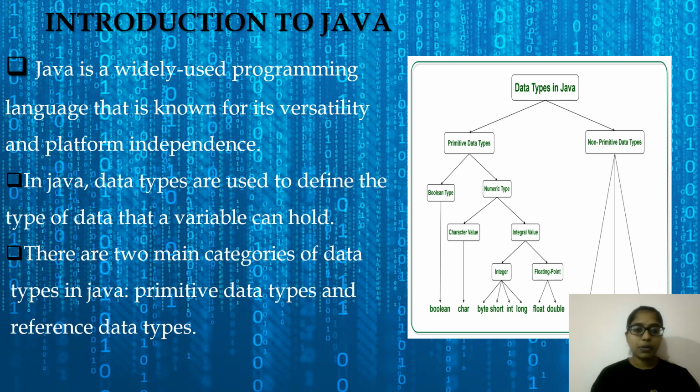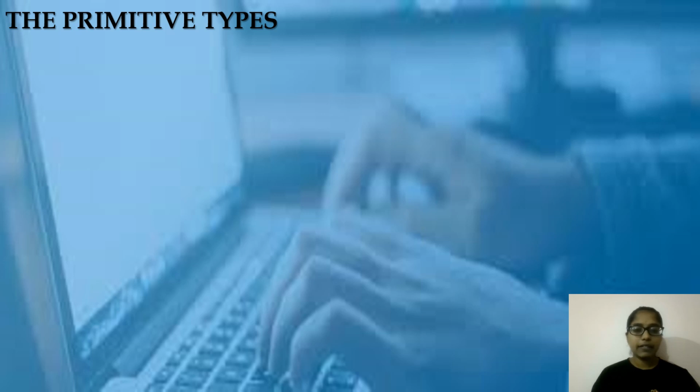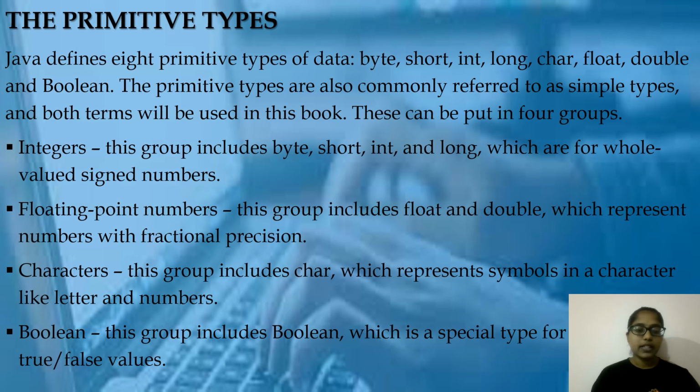Java is a widely used programming language that is known for its versatility and platform independence. In Java, data types are used to define the type of data that a variable can hold. There are two main categories of types in Java: primitive data types and reference data types. Java defines 8 primitive types of data: byte, short, int, long, char, float, double, and boolean.